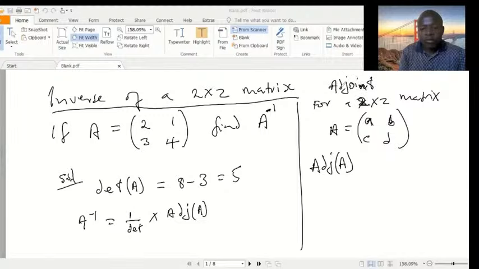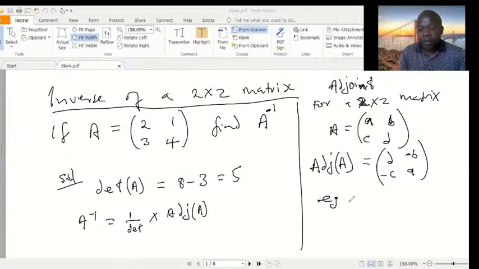So the adjoint of A, which we shall abbreviate as adj A, shall be the matrix that is formed when you interchange this leading diagonal and change the sign of this other diagonal. So the sign here is positive, so make it minus, and the sign here is positive, make it minus. So that is how we find the adjoint of A.